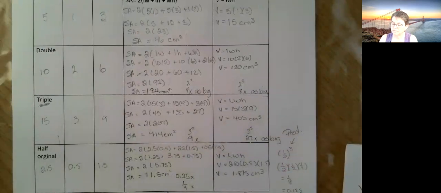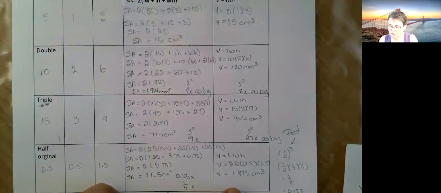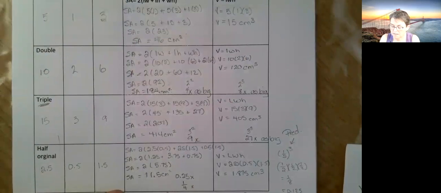And let's see, what did we do all the time? We took this number and divided it by that. So 1.875, excuse me, divided by 15. And sure enough, oopsies, 0.125 times as big. So there you go.